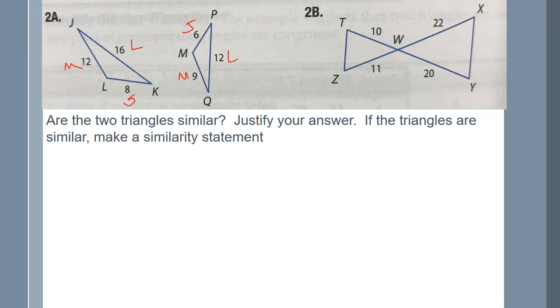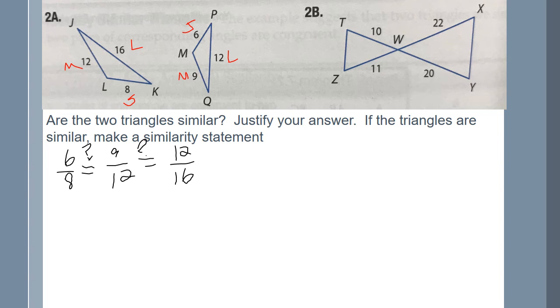So, small over small, right? So 6 over 8, is that going to be equal to the middle, 9 over 12, is that equal to 12 over 16?